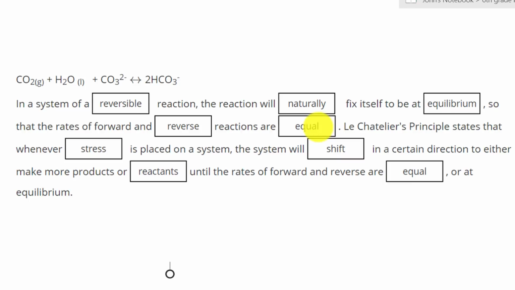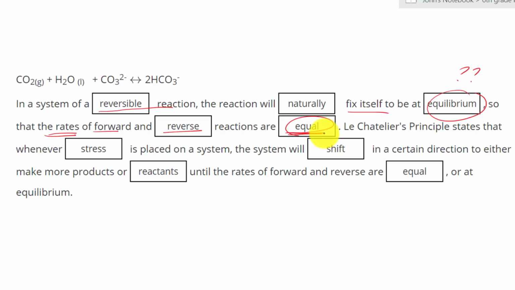And what's so special about a chemical reaction that is reversible? In a system of a reversible reaction, the reaction will naturally fix itself to be at equilibrium. And what is equilibrium? Well, equilibrium, look at one thing. That is the rate of forward and the rate of reverse reaction. That means going to make the product, and this is going to become the reactant again, are equal to each other. So the rates are equivalent. They are equal to each other in an equilibrium chemical reaction. Because of that, we can now control how to make more product or make more reactant.